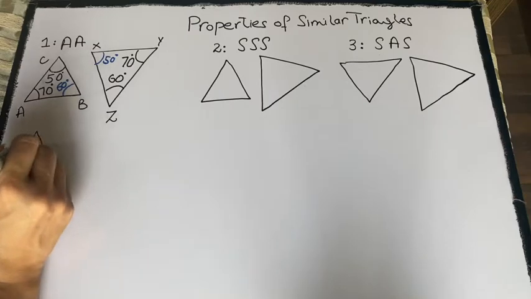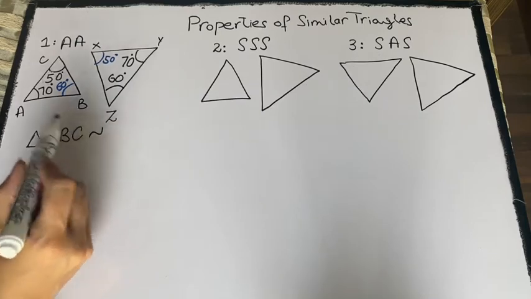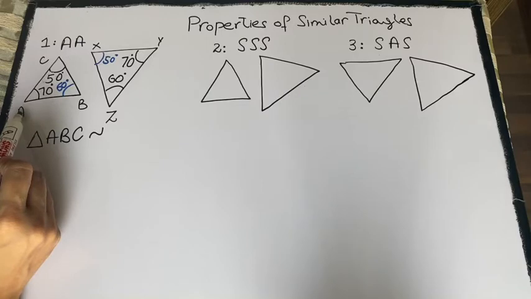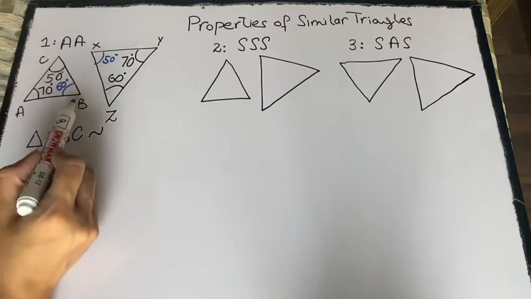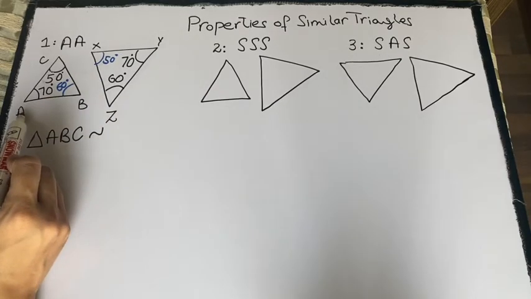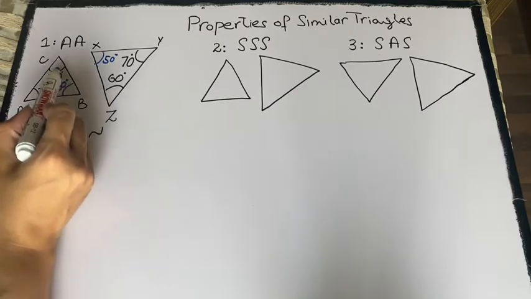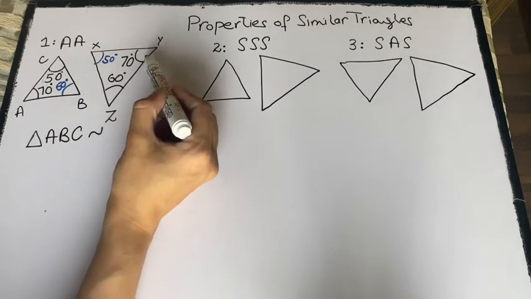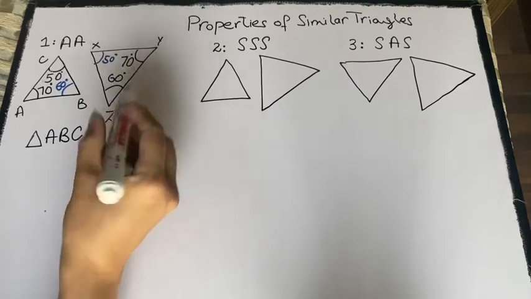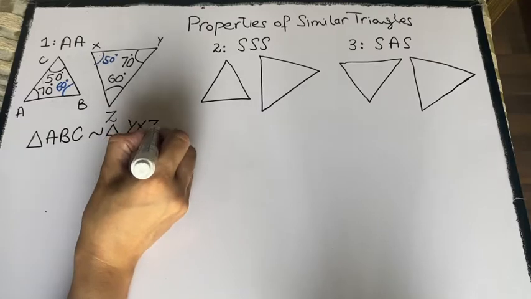So triangle ABC is similar. This is the sign of similarity. Now you are going to see that choosing the order of the first triangle is your choice, ABC or ACB, but the order of the second triangle depends upon the order of the first triangle that you have chosen. A, B, C, 70, 60, 50. So the same rule will come over here: 70, 50, 60, which is Y, X, Z. So triangle ABC is similar to triangle YXZ.